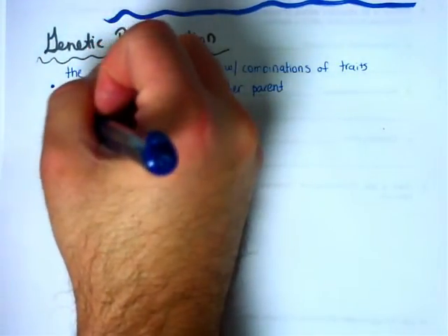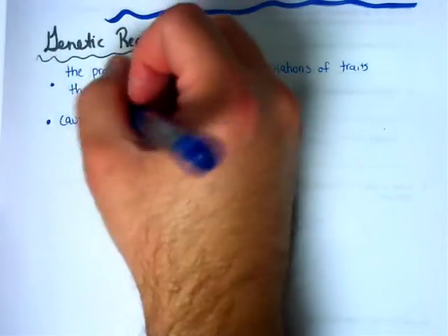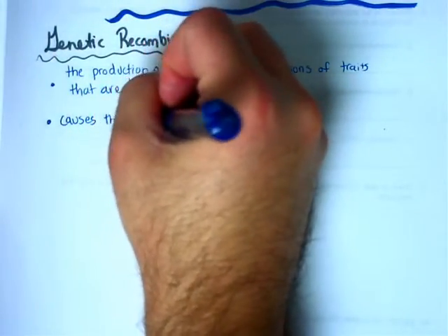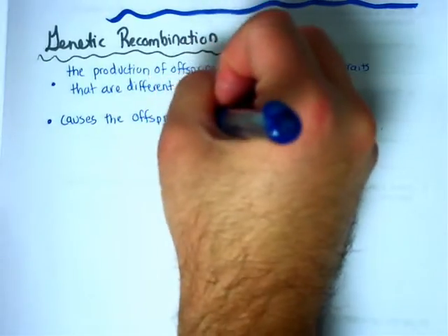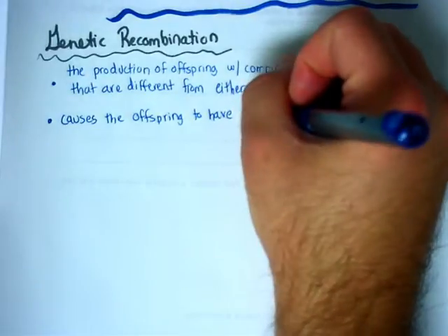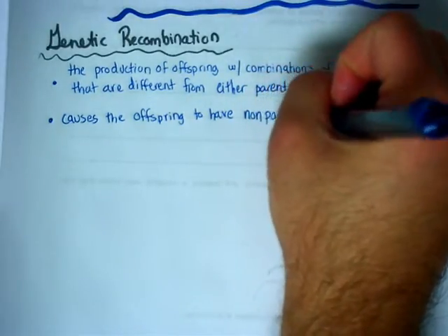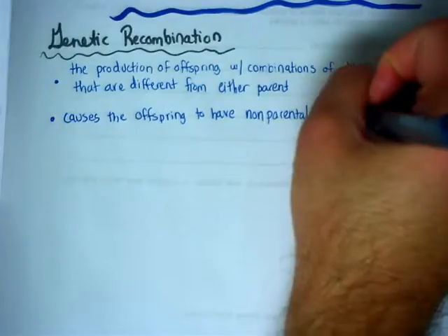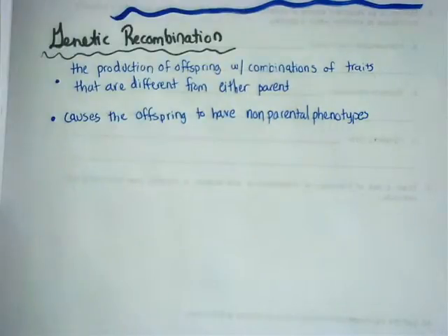This causes the offspring to have non-parental phenotypes. And we saw that yesterday at the end of the day when we had the vestigial wings but with the gray body. Normal body color but awkward wing shape. You can have non-parental phenotypes. You can have unique combinations.